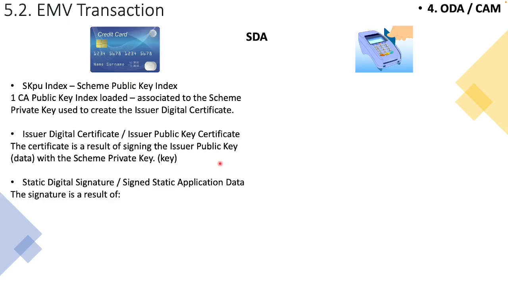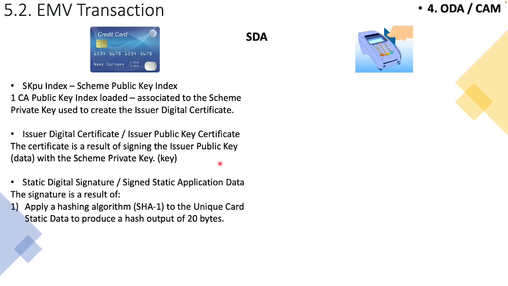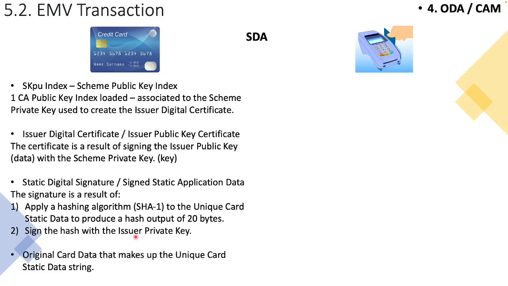Okay. Additionally, for SDA, we need something called a static digital signature, or signed static application data. The signature is a result of taking unique card static data. We apply a hash algorithm, SHA1, and we produce a hash output of 20 bytes long. We then sign the hash with a private key belonging to the issuer, the bank.